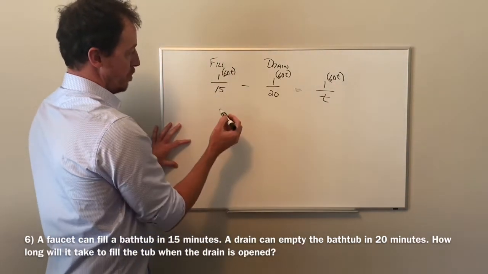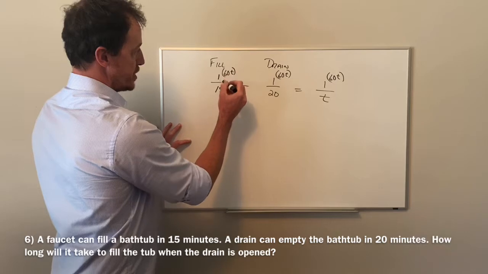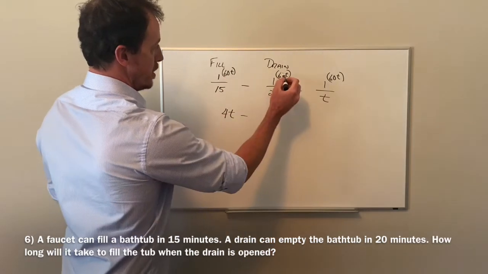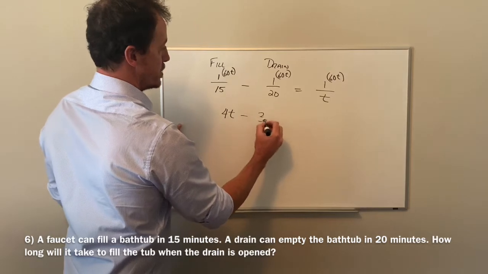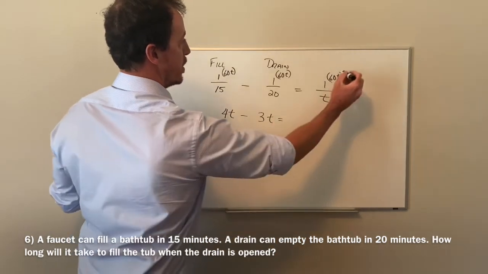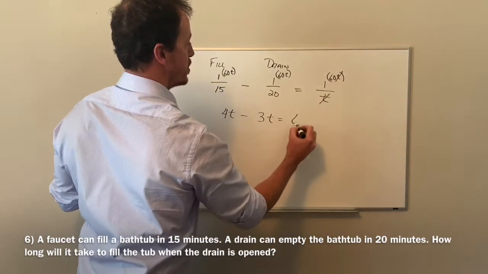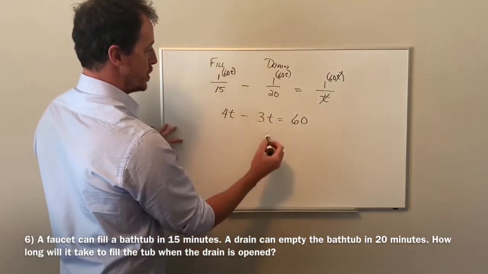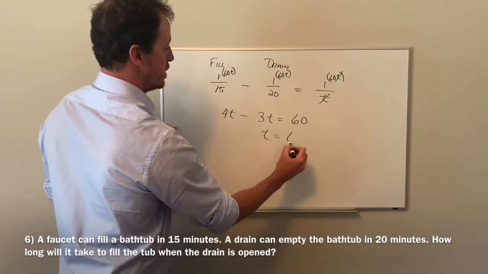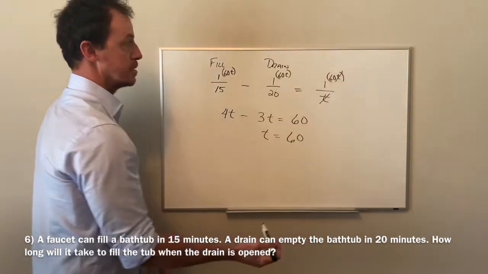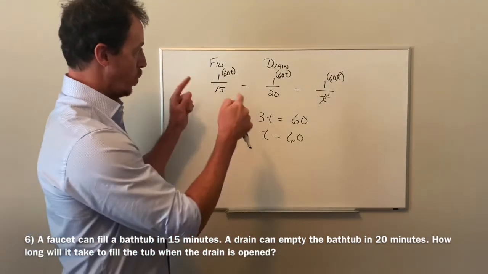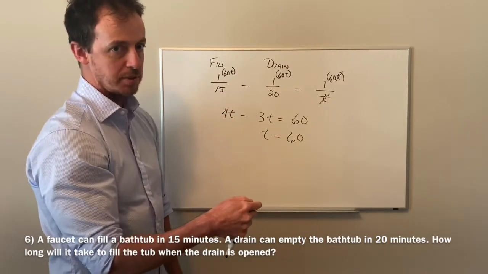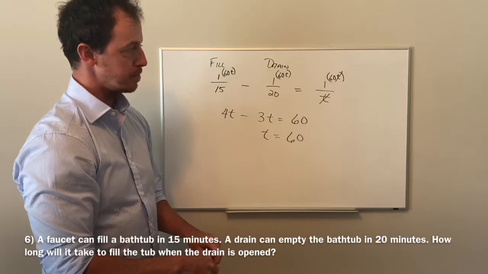So in my fill fraction over here, 60 over 15 is 4, so it's just 4t. 60 over 20 is 3, so that's 3t. And then over here, the t's would cancel, and you would just be left with 60. So this is super easy at this point. 4t minus 3t is t, and t is 60. So while this thing's filling it and this thing's draining it, it's going to take an hour to fill all the way up, 60 minutes.